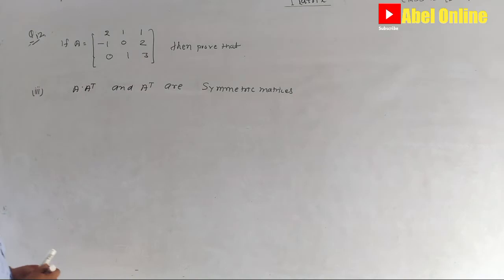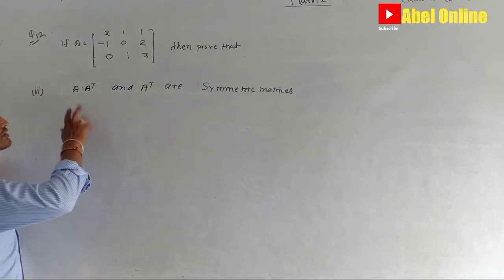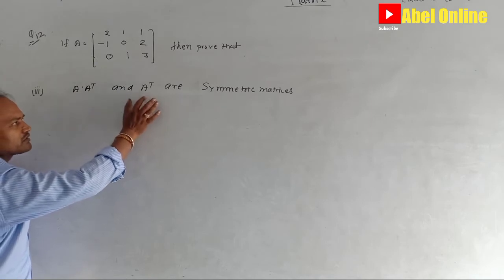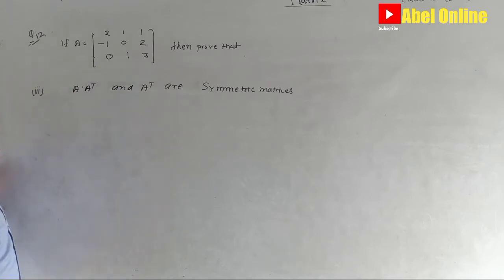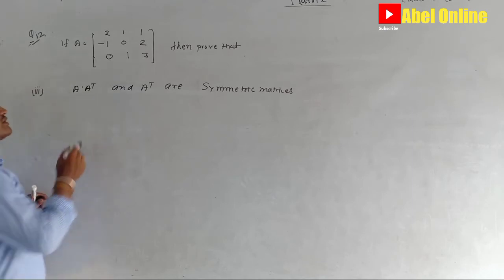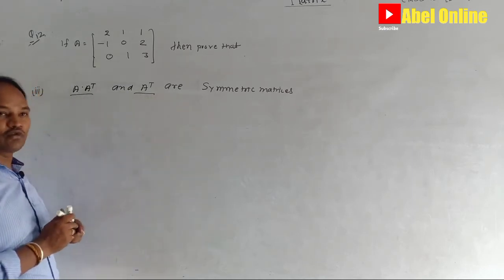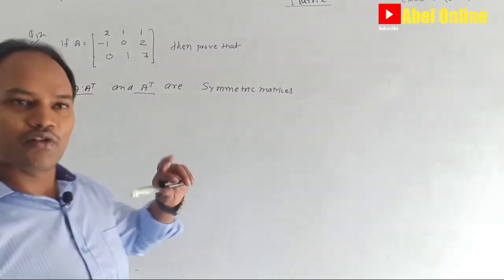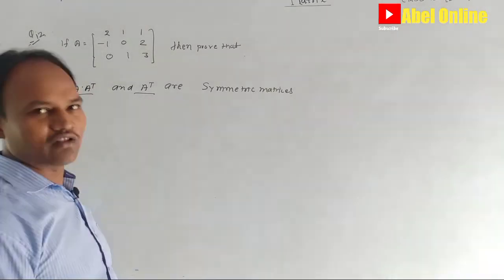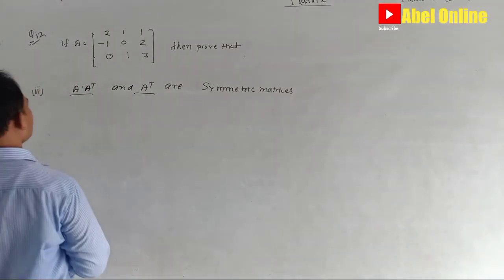The question is: A into A transpose and A transpose are symmetric matrices. You have to read this question very carefully. When we are talking about A into A transpose and A transpose, it does not mean A plus A into A transpose is a symmetric matrix. These two questions are totally different. Remember that it is a different question. We have to prove whether it is a symmetric matrix or a skew symmetric matrix. So this is your question.